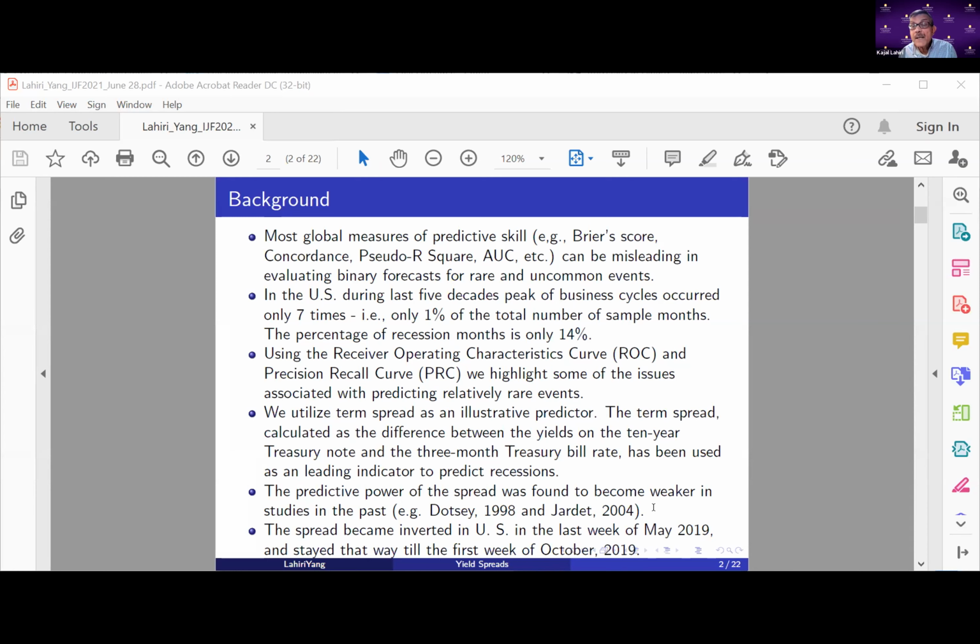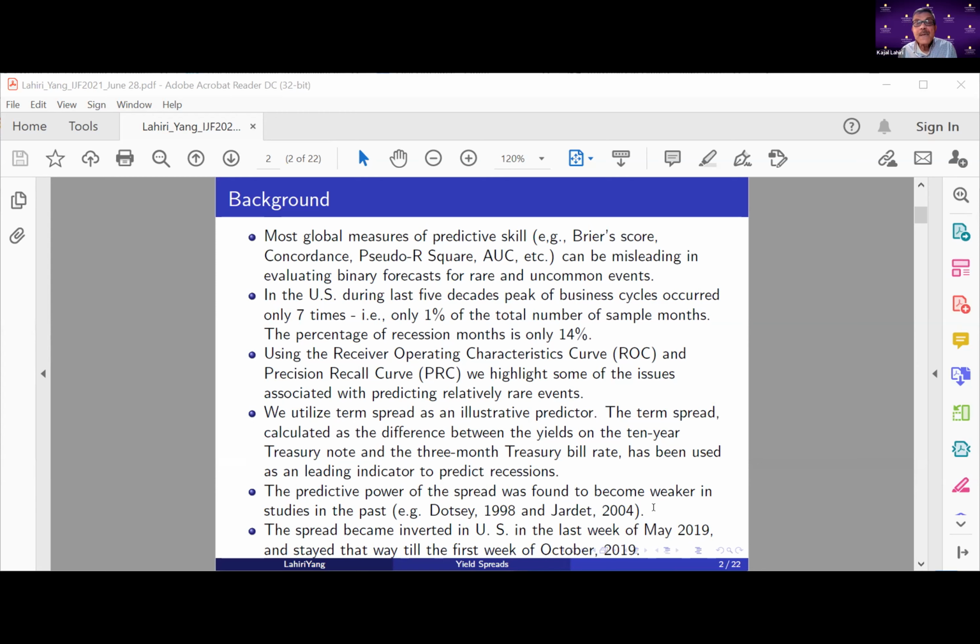Typically in economics, if you think about it, all the binary variables, like Arvind was talking about, recession and so on, are relatively very uncommon. Okay, in the last 50 years, the peak has occurred only 7 times. So it's like 1% of the total number of sample observations. So even though it is observed, global scores like pseudo R-squared or say Brier score can be very misleading indicators of how good the prediction truly is.